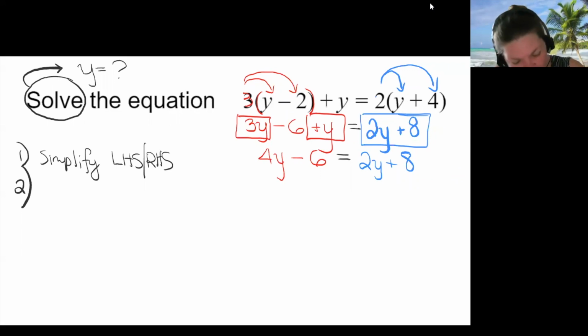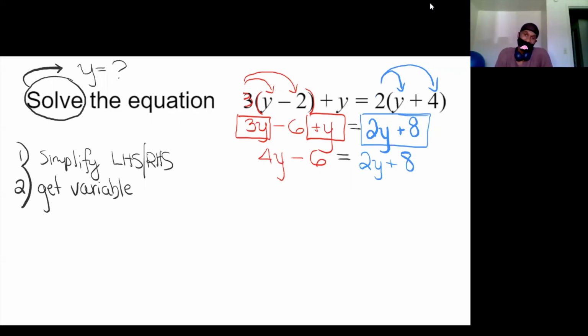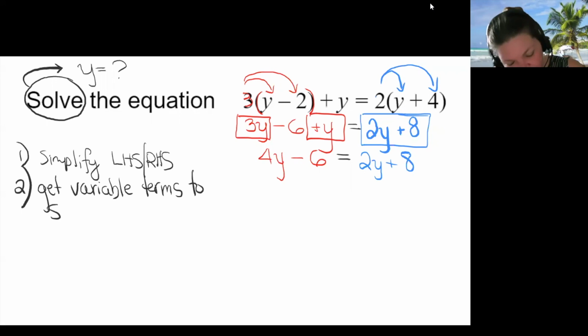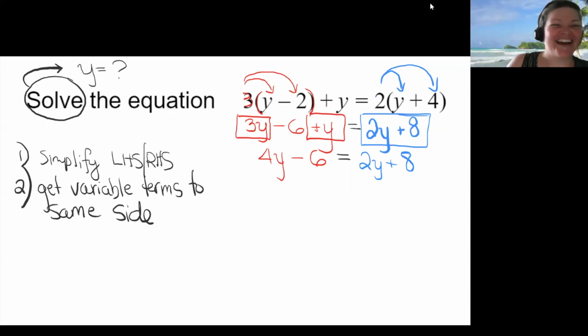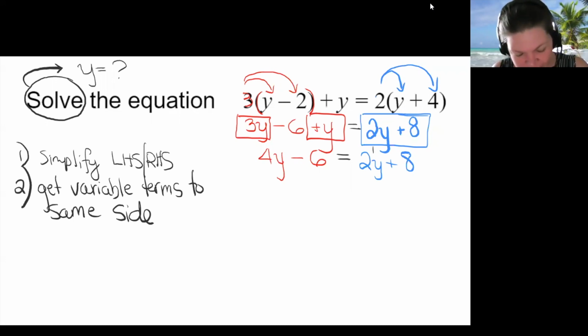So any thoughts about which one you want to move, Stephen? I prefer mine to be on the left side, but I know it doesn't matter. Beautiful. I learned from you. Okay, sweet. So I like it on the left-hand side. A lot of students do, so let's do that. Let's take this 2y over here that's on the right side, move him over to the left side.